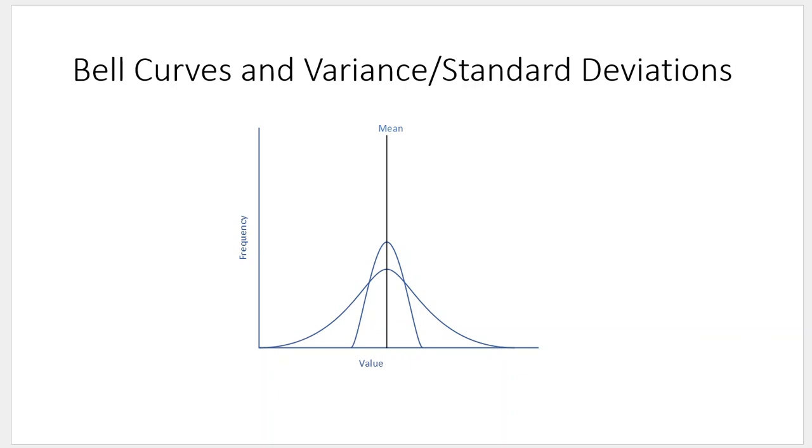Now, here are two populations. They have the same mean, but very different variance and standard deviations. Obviously, the skinny bell curve has low standard deviations. The scores all cluster around the mean, whereas the broad bell curve has high variance. The scores are all over the place.